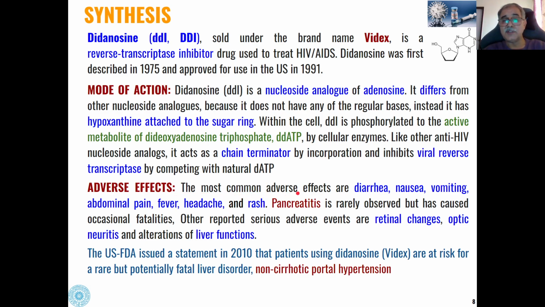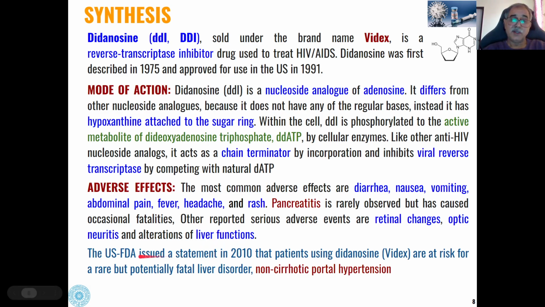The common adverse effects are diarrhea, nausea, vomiting, abdominal pain, fever, headache, and rashes. Pancreatitis is rarely observed but has caused occasional fatalities. Other serious adverse events are retinal changes, optic neuritis, and some effects on liver function.